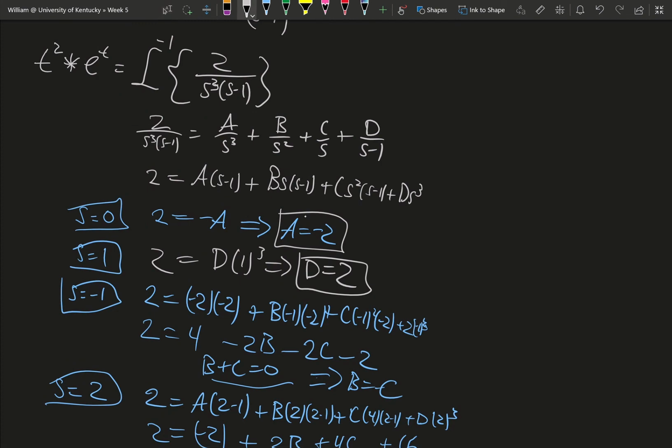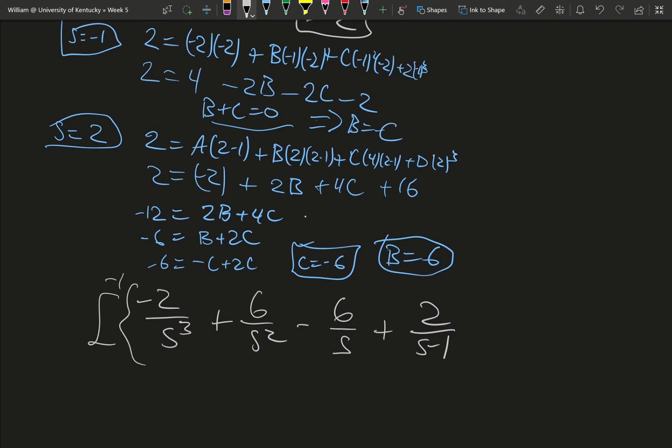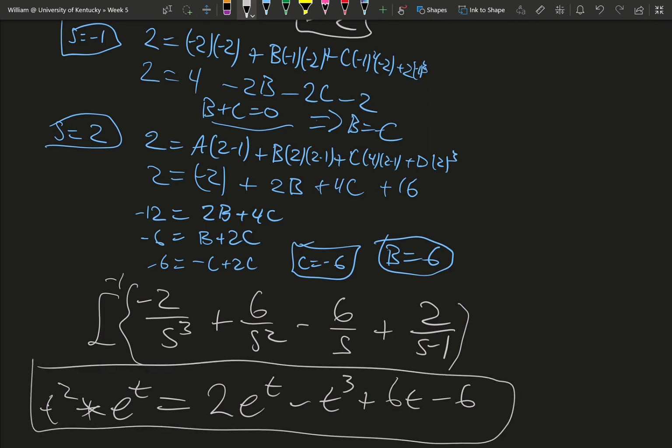So if we compute the inverse Laplace transform, we see that t squared convolved with e to the t is equal to 2e to the t minus t squared plus 6t minus 6. Right. And we will end it there.